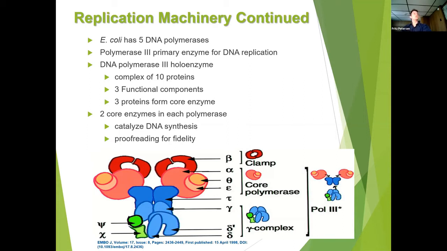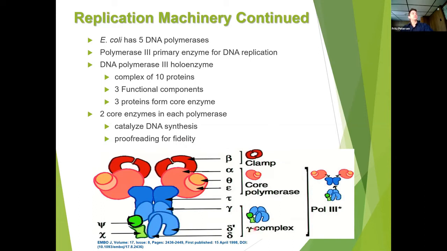So if you look at the DNA polymerase 3 holoenzyme, it is a complex of 10 proteins. You can see over here, this is where all your proteins are numbered, and there are 10 of them total. Hence, this enzyme consists of 10 proteins, and it has 3 functional components. You can see there's the clamp at the top, the core polymerase, and then the gamma complex here at the bottom. This γ is a small gamma.